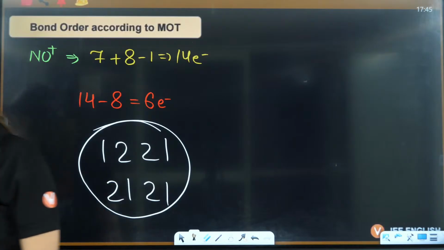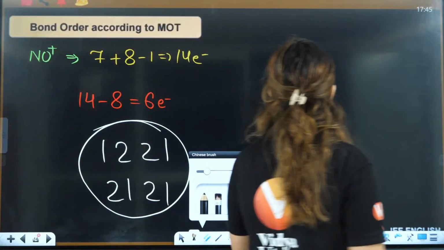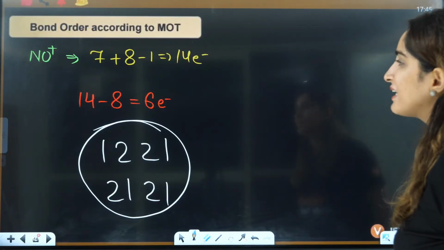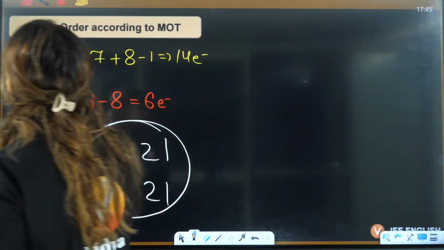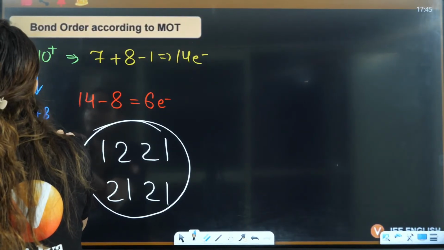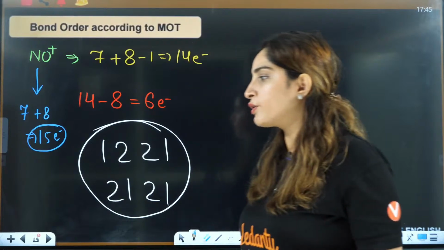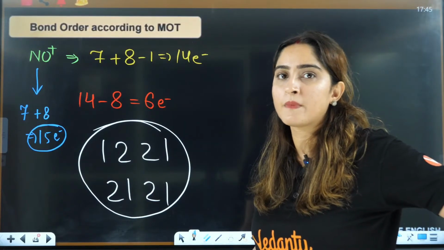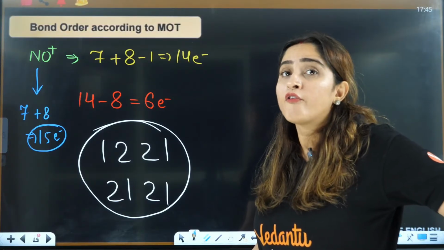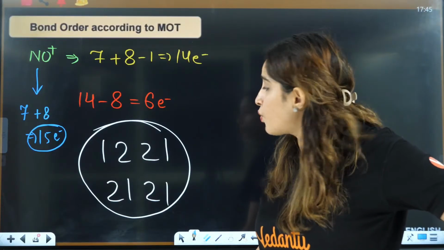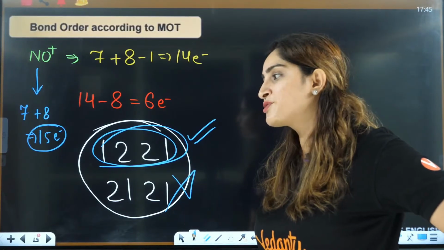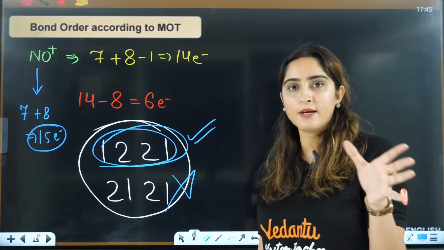Yes, students, 2 1 2 1. Okay, let's see. How many electrons do you have in the neutral state? In the neutral state, the electrons are 7 plus 8, that is 15 electrons. And I told you, according to the neutral state you will have to answer. So for 15 electrons, do you have 2 1 2 1 or 1 2 2 1? For more than 14 electrons, you have 1 2 2 1, so this will be chosen and this is not chosen. Understood this concept?